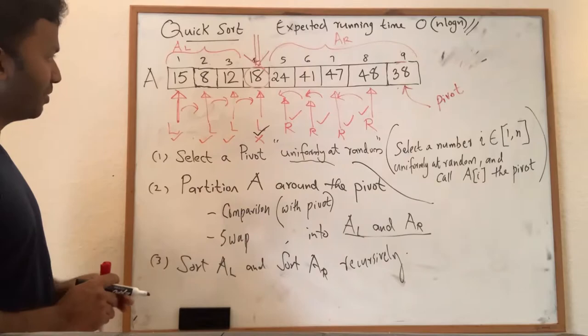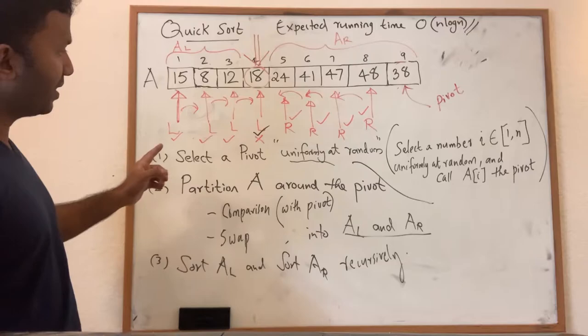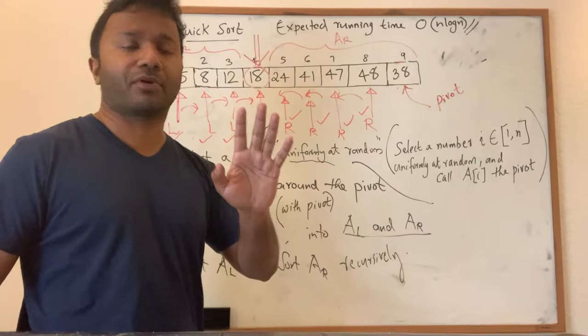And before we proceed to the analysis, I want you to keep two things in mind. One thing is, how are we selecting this pivot? This is uniformly at random. So there is equal probability that you will pick any position here.